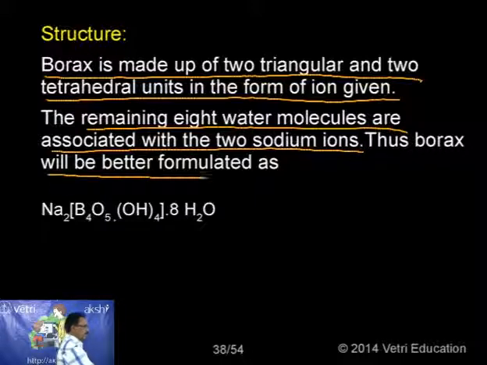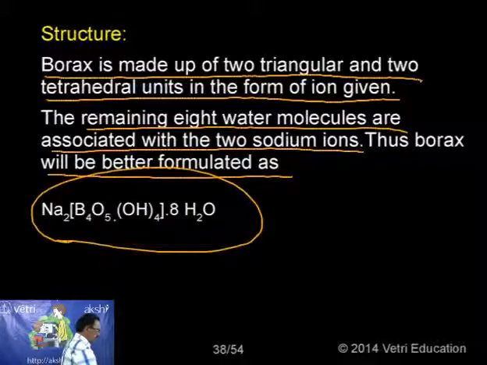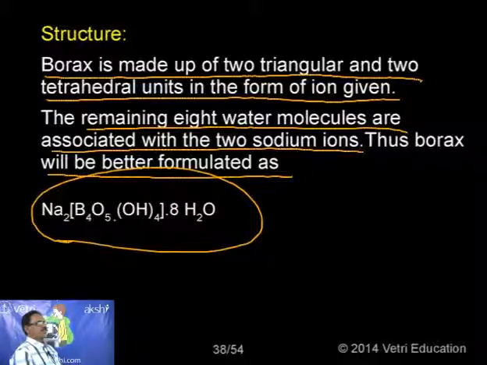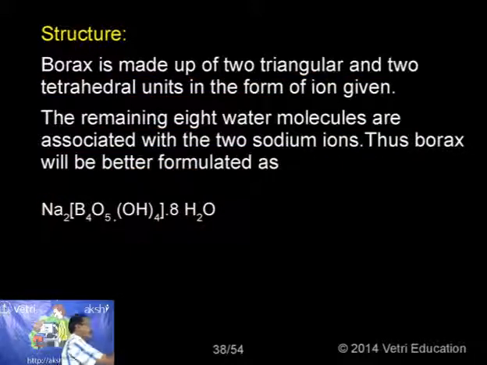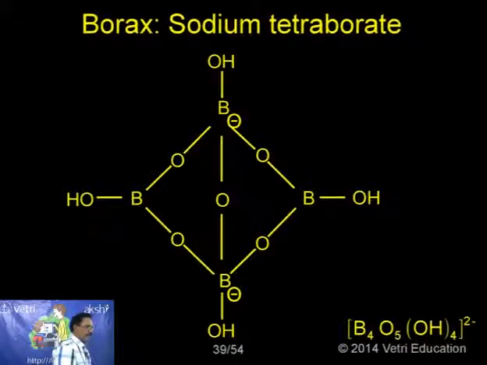Thus, borax is better formulated as Na2[B4O5(OH)4]·8H2O. Normally we write it as Na2B4O7·10H2O. Instead of that, we will represent it the correct way, Na2[B4O5(OH)4]·8H2O. If you want to appreciate this formula, just look at the structure here. This is the structure of the borax ion.